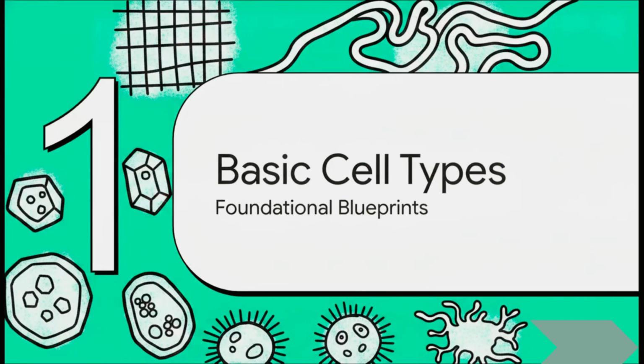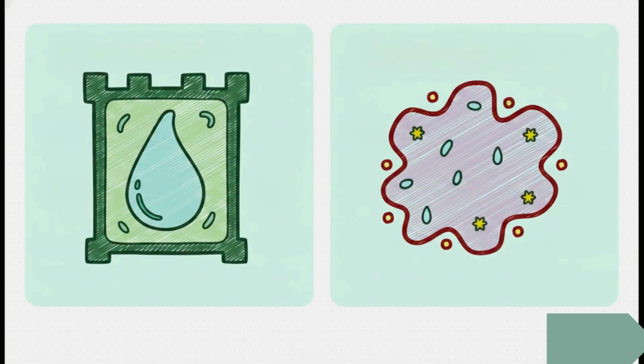All right, section 1, basic cell types, foundational blueprints. Just like human cities, think of the rigid grid of New York City versus the totally winding, chaotic streets of London. Cells are built on drastically different foundational blueprints, and it all depends on what their job is in nature. Let's compare our two major eukaryotic cities, plant and animal cells.